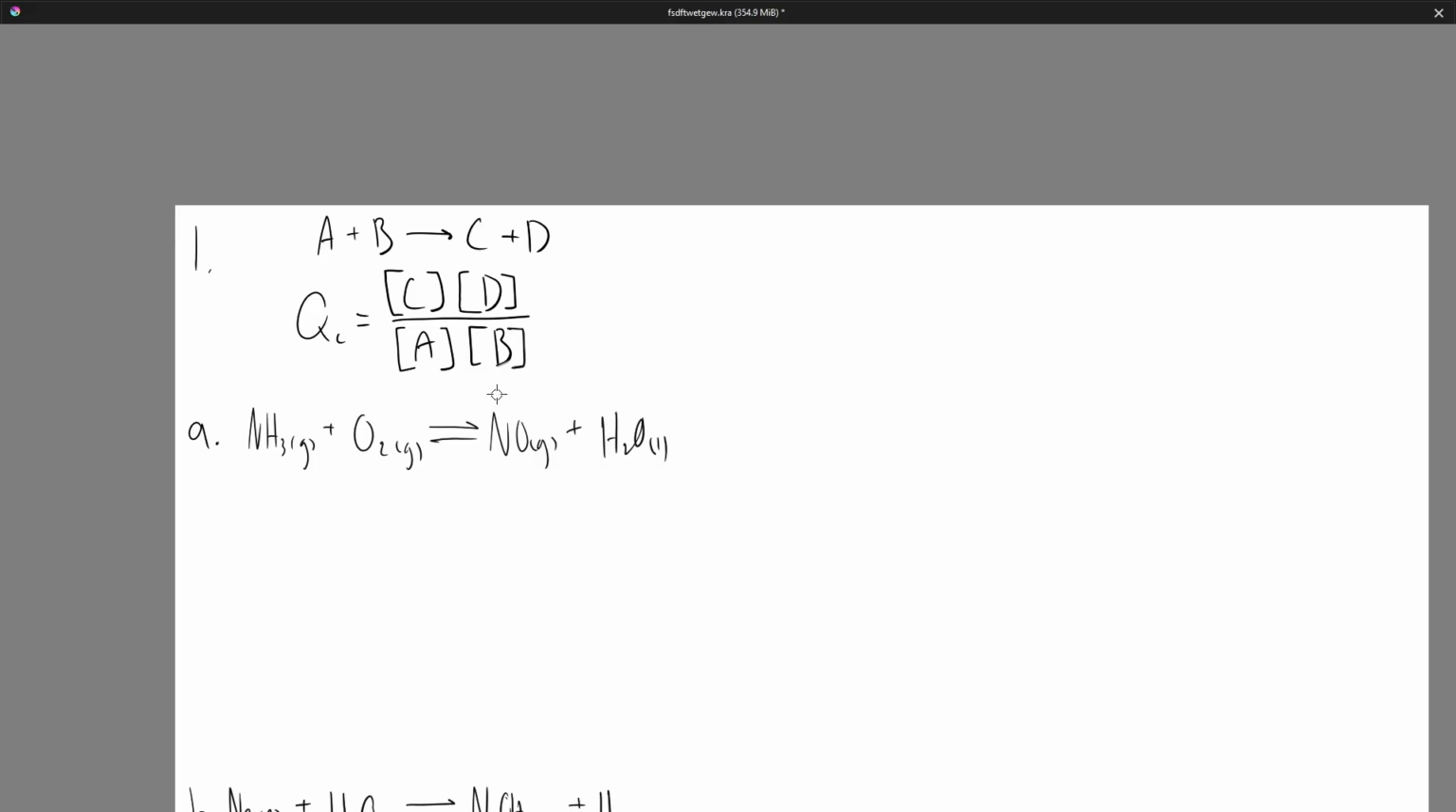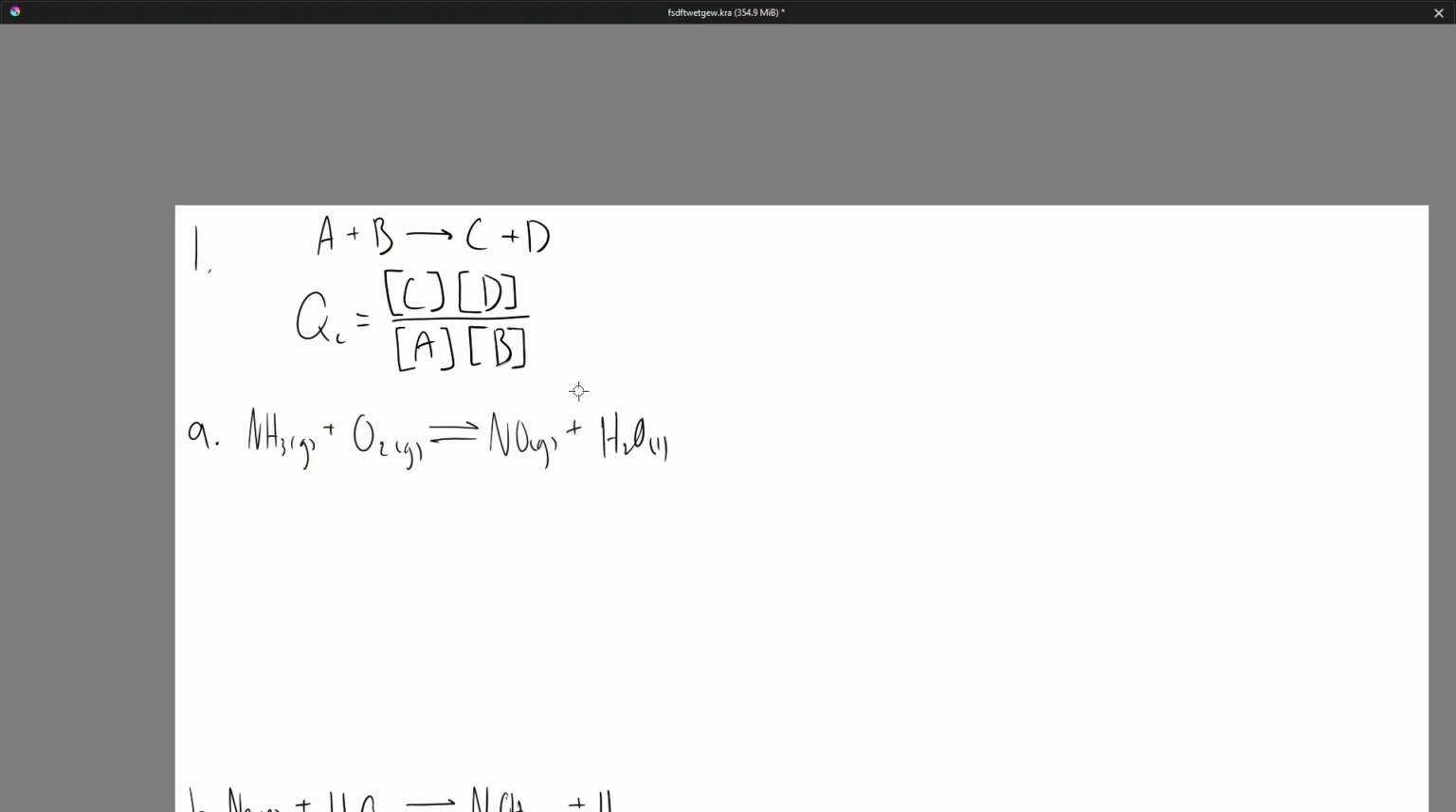So for problem A, it's the reaction between ammonia gas and oxygen gas, which makes nitrogen monoxide gas and gaseous water, or steam, basically. So first, let's try to balance this. There's one nitrogen here, three hydrogens here, two here, two oxygens here, and two oxygens here. So the only thing wrong with this is the hydrogens.